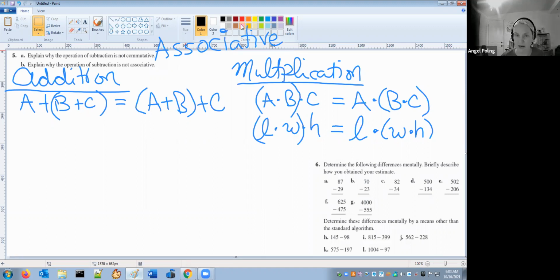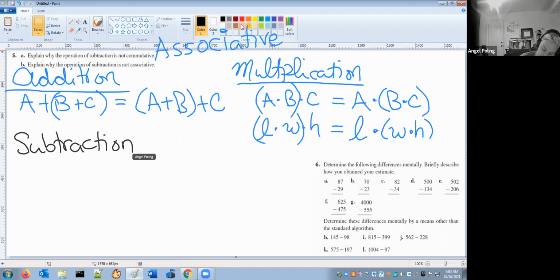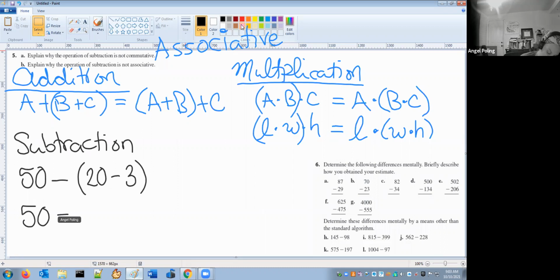So let's try and do, so let's look at a subtraction. Such a weird way to write it. Let's try 50 minus 20 minus 3. And then we'll try 50 minus 20 minus 3.